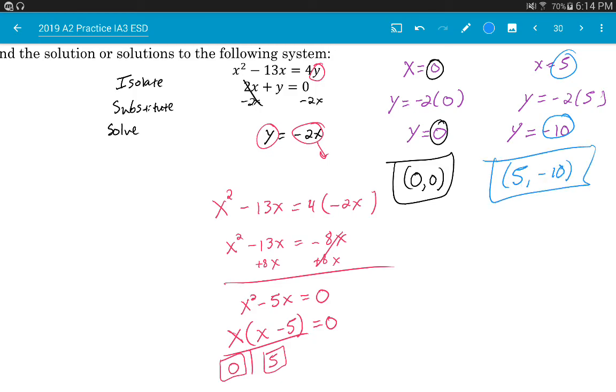So there are 2 points of intersection between these functions because the top one is U-shaped and the bottom one is a line. So it hits at 2 points. That's what we've just solved for.